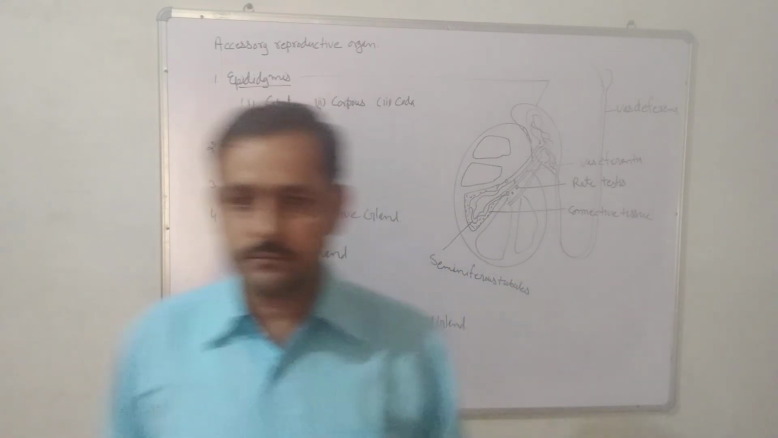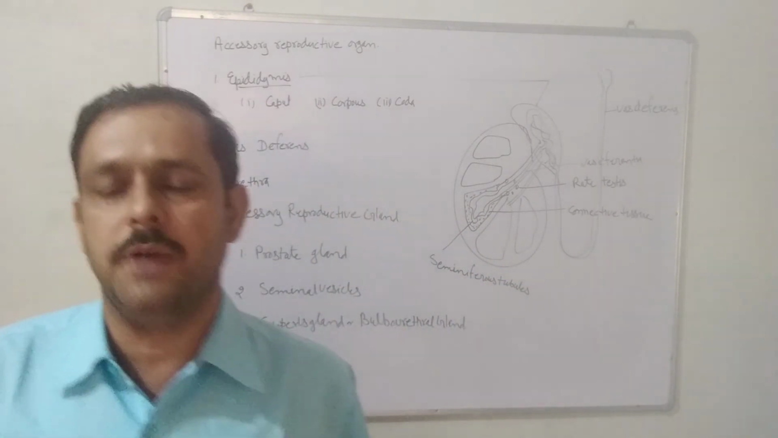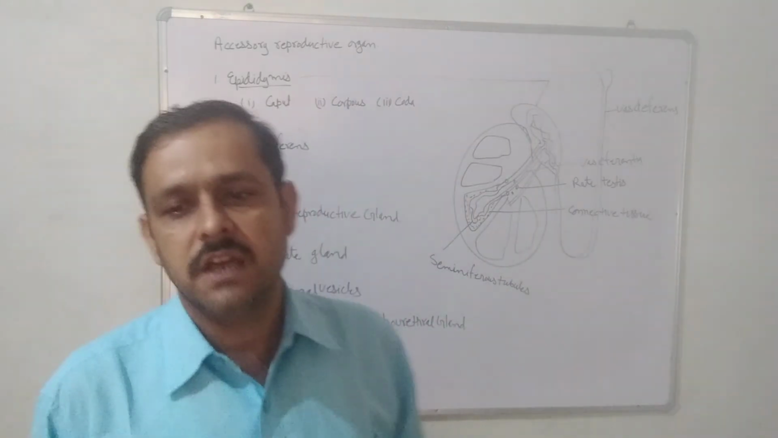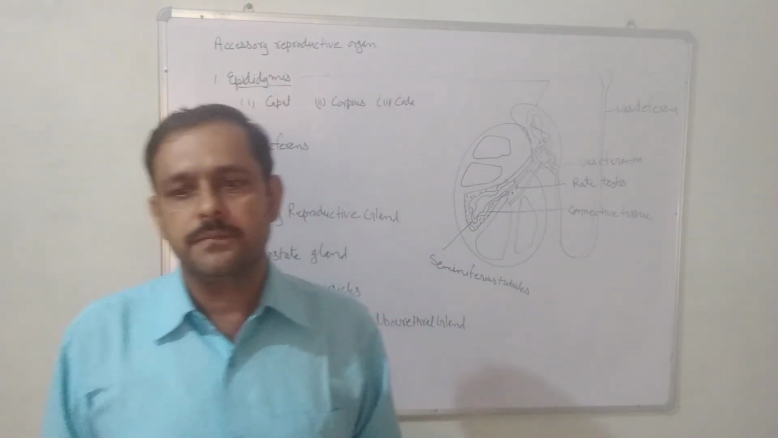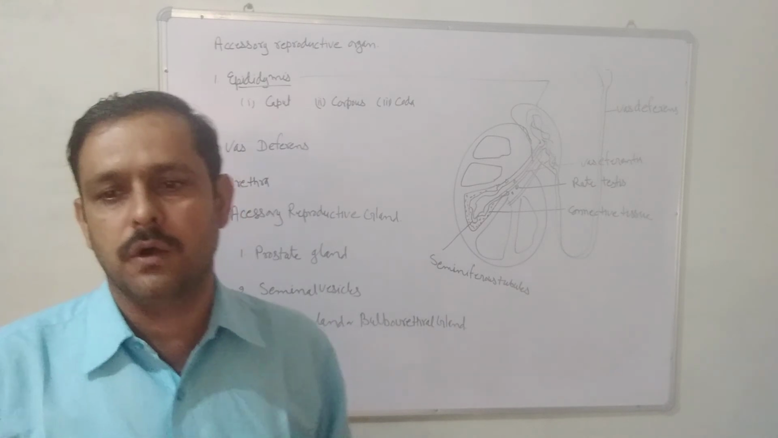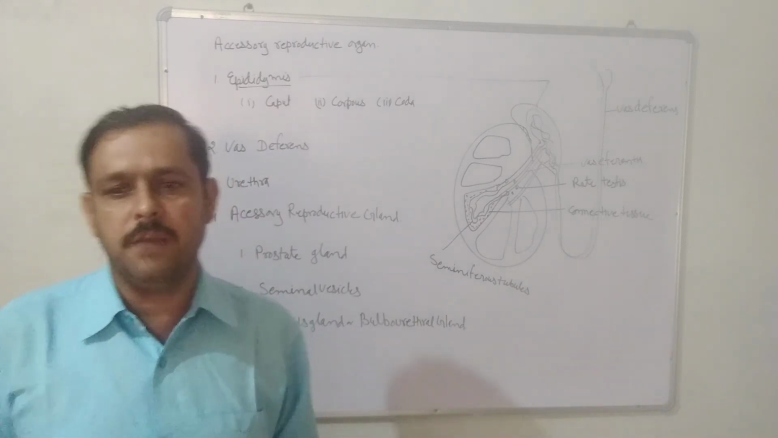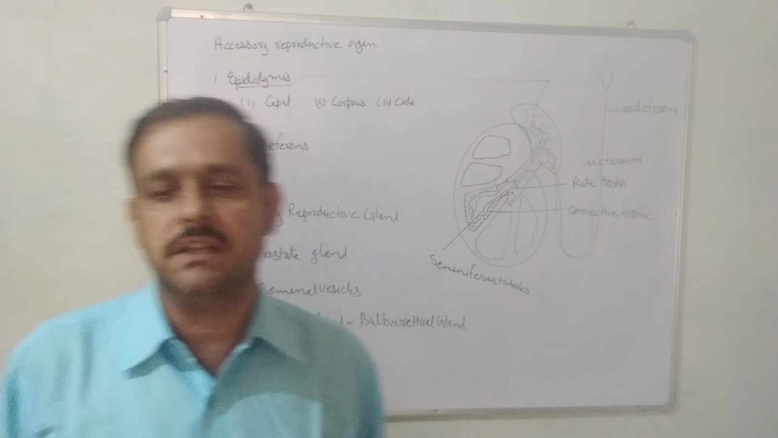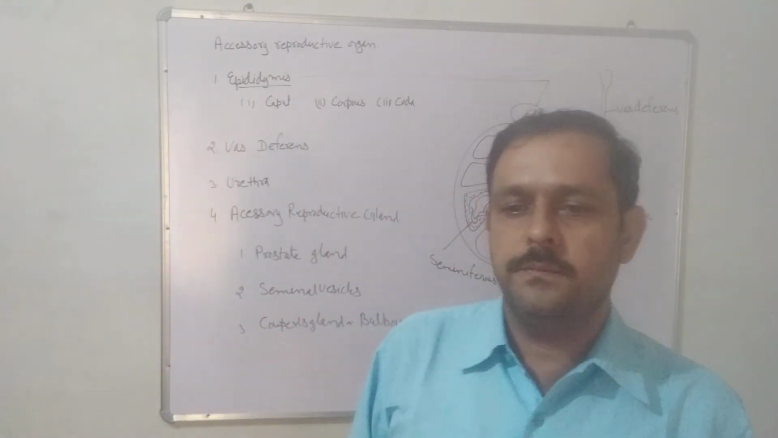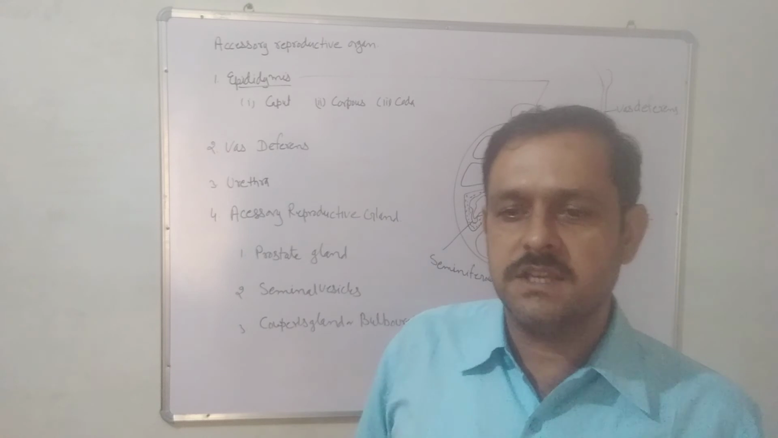First of all, mainly three types of accessory reproductive glands are found in men, which release their secretion in the urinary tract. All these secretory substances, along with secretion of epididymis and seminal vesicles and sperm, form semen. Males have three types of accessory gland.